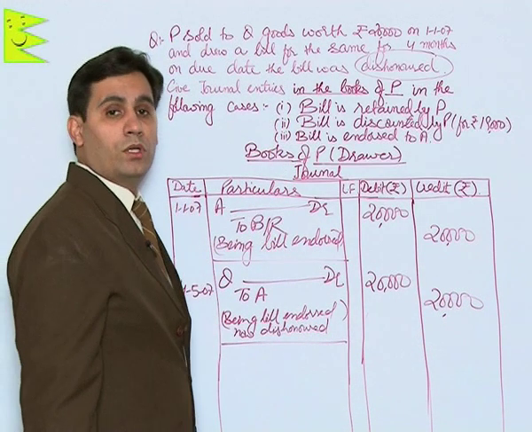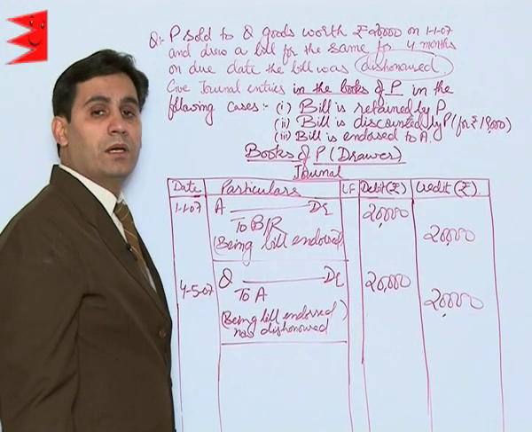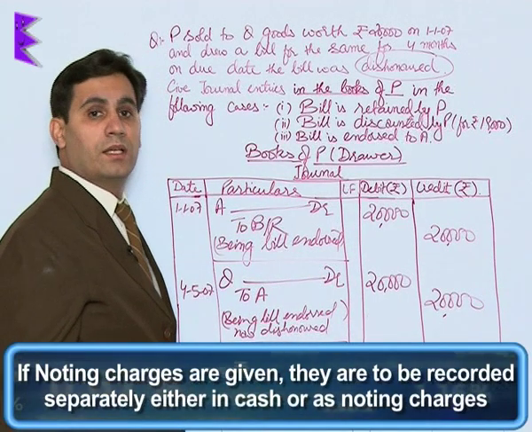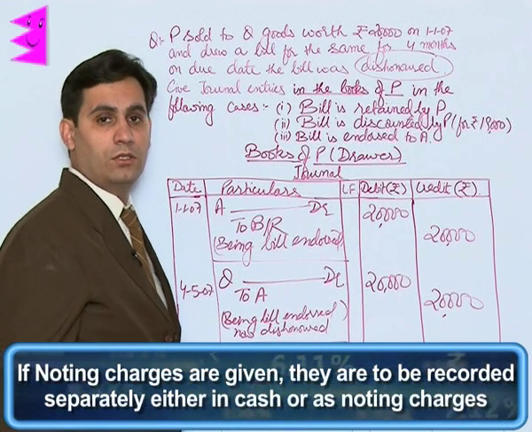So this is how the entries for dishonor would be recorded in these cases. Remember, in case noting charges are given, then they would have to be recorded separately, either in cash or just as noting charges.